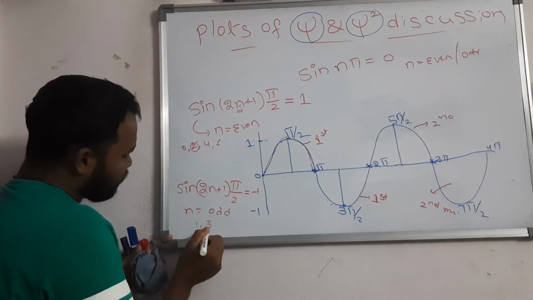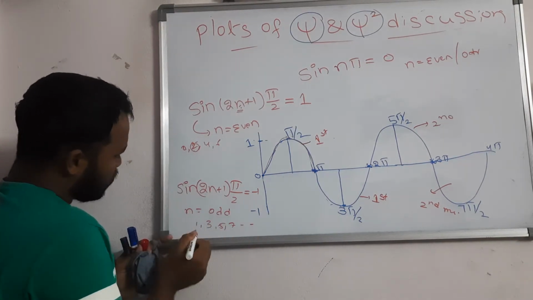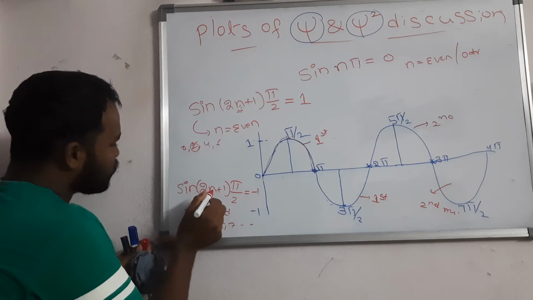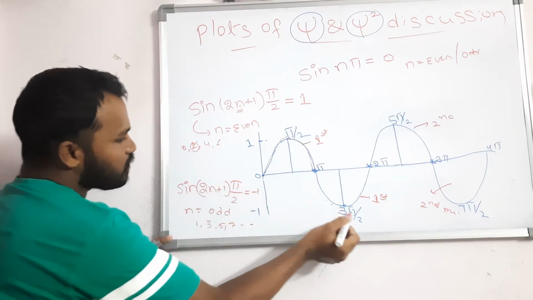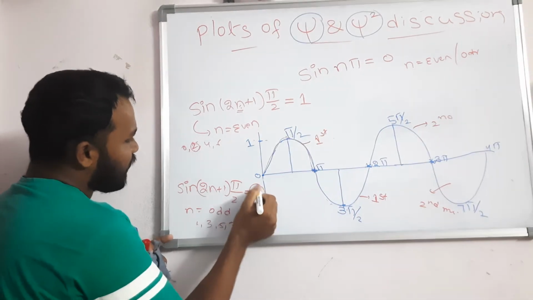Add means 1, 3, 5, 7 like that, and so on. So 1 you should substitute. What will you get? 2 into 1 is 2, plus 1 is 3. The value of sin 3π/2 is minus 1. You will get minus 1.